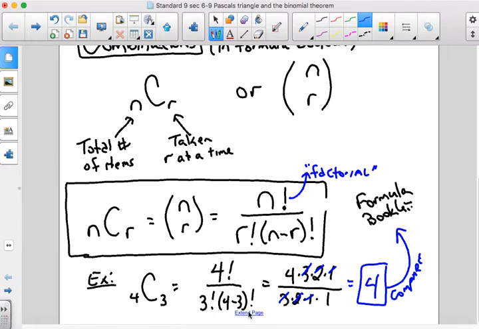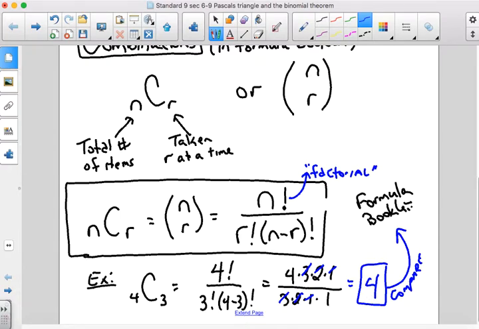So a quick example: if I have 4 items chosen 3 at a time, that's going to be 4 factorial over 3 factorial, 4 minus 3 factorial. So that's going to be 4 times 3 times 2 times 1. That's what factorial is. Factorial just means start with that number and then keep reducing down to 1 and multiply all those terms, all those factors. 3 factorial is 3 times 2 times 1. 4 minus 3 factorial is going to be 1 factorial, or just 1. I simplify what I can. 3's, 2's, and 1's go away. 4 divided by 1 is 4.